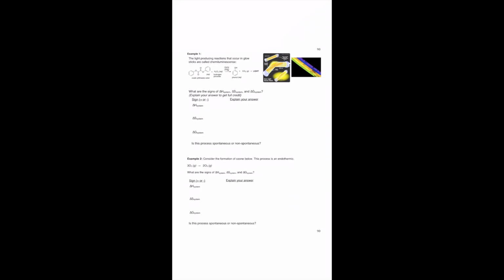In this problem, it asks us to determine the sign of the change of enthalpy for the system, the change of entropy for the system, and the change of Gibbs free energy for the system. Again, sometimes the word system will be omitted because it is implied. The sign of the enthalpy change of the system depends on whether the reaction is endothermic or exothermic. This reaction emits light, which is another form of heat. Therefore, the reaction is exothermic. So the sign of delta H would be negative.